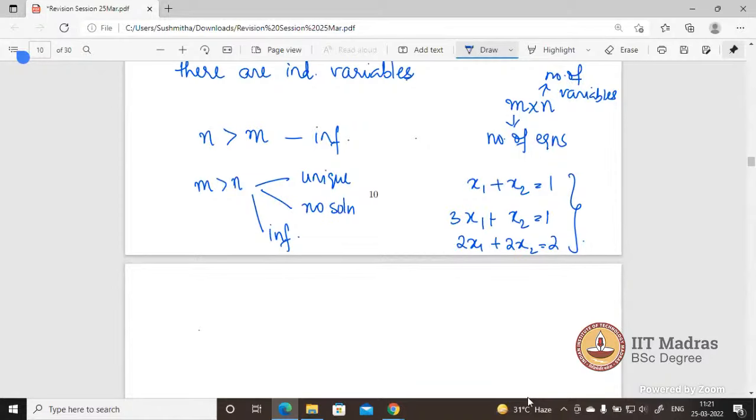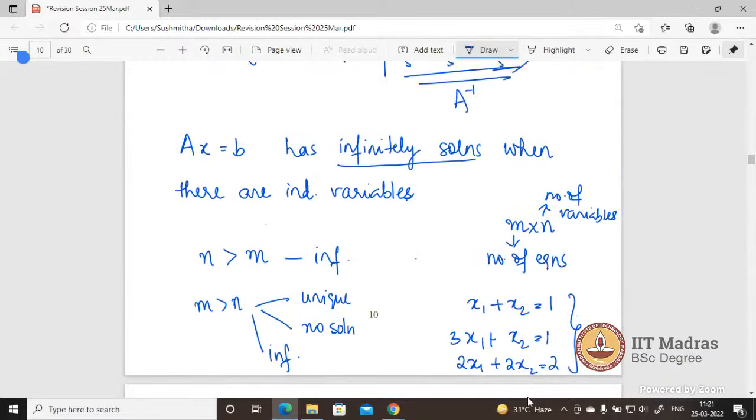So if you get the last row to be 0, but the last coordinate of the right-hand vector is not 0, then in that case there will be no solution. But if the entire last row of the augmented matrix is 0, then it means that there are independent variables, in which case there will be infinitely many solutions. If there is a pivot in each column, then it is a unique solution.